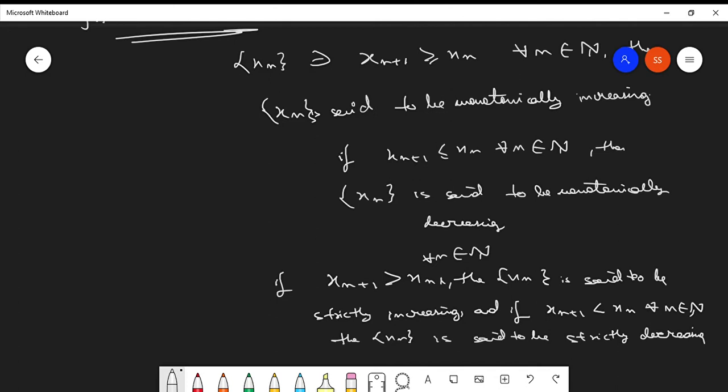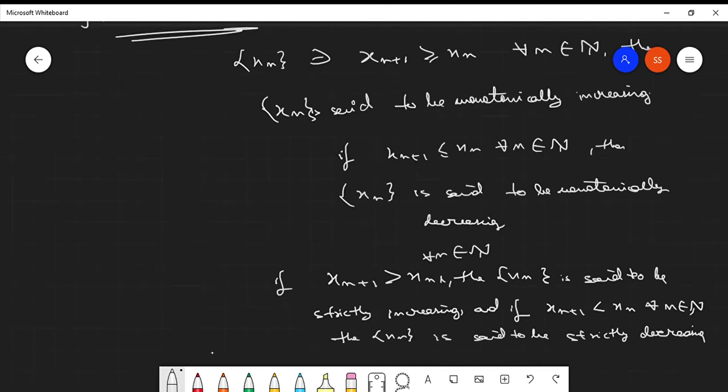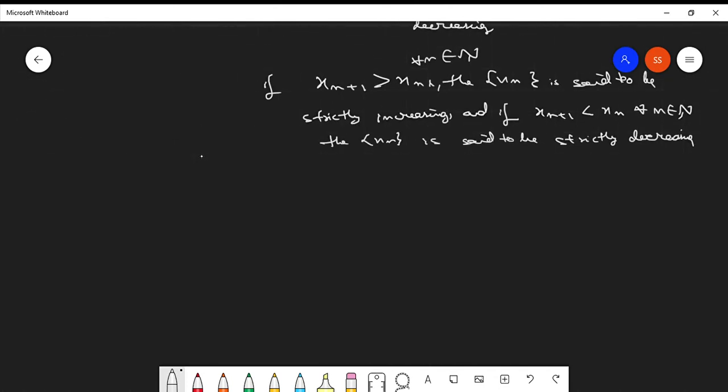So this is what monotonically increasing and monotonically decreasing sequences mean, right? For example, if you have the sequence 1, 2, 3, 4, and so on, and you take any xn element, you will find that it is always less than the next element to it, right? So this is a strictly increasing sequence.